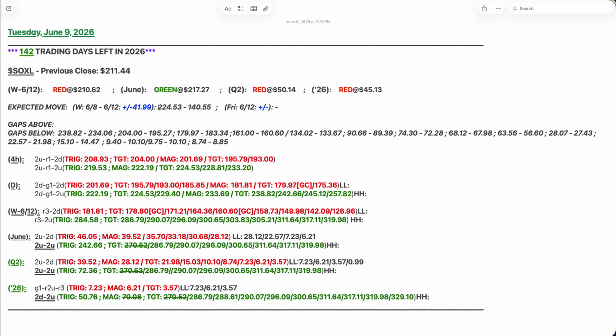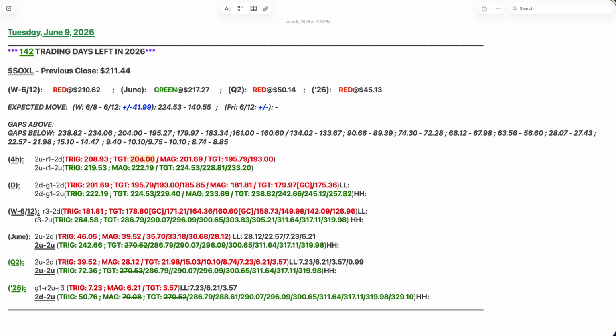Right. Let's go ahead and switch to the notes at this point. We've looked at the charts quite a bit. So for Tuesday, June 9th, 2026, there'll be 142 trading days left in 2026. And we know that the close on Monday, June 8th, was $211.44. We know that the week opened at 211.62. So, we've got to make this green. And, oops, come on. Got to change this because the month is red. Got to turn this to green.